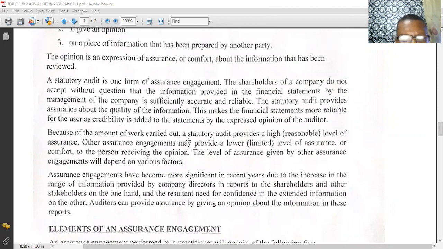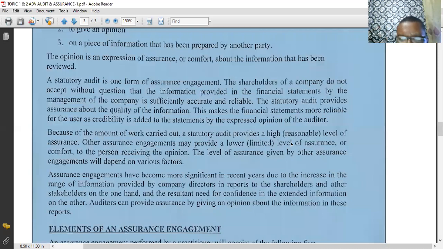Because of the amount of work carried out, a statutory audit provides a high, reasonable level of assurance. Other assurance engagements will provide a lower, limited level of assurance or comfort to the person receiving the opinion. The level of assurance given by other assurance engagements will depend on various factors. Okay, so they said that you only give reasonable assurance, not complete, not absolute.